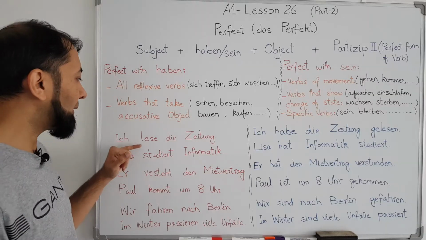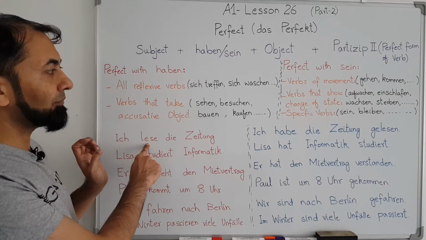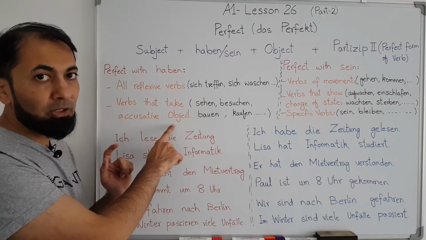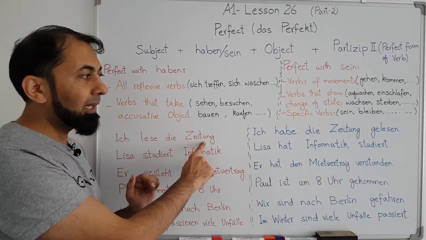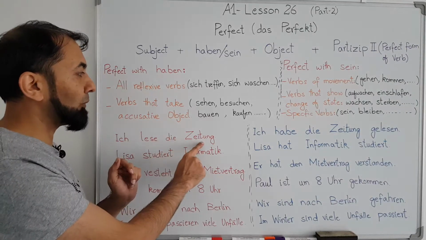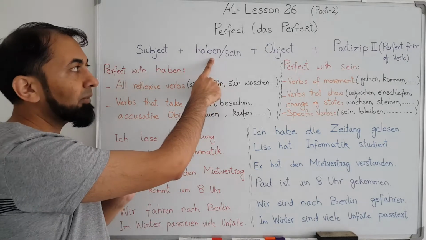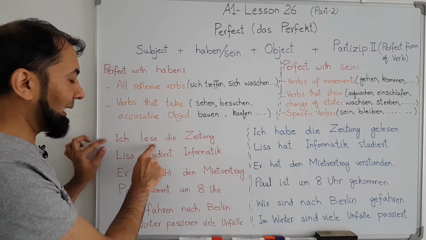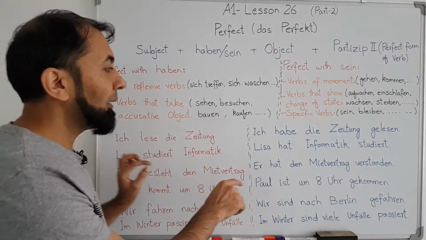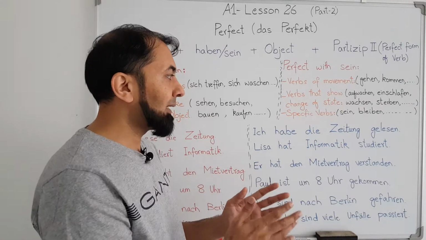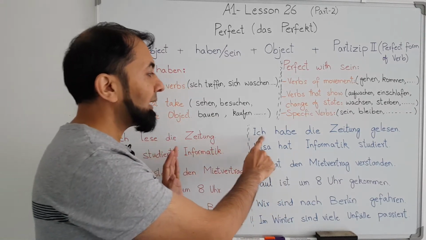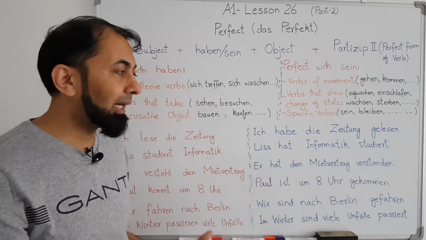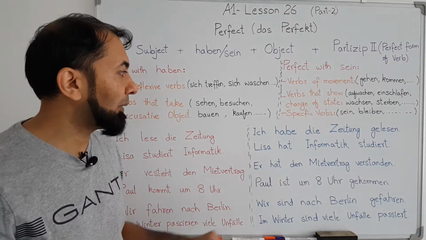So now we have to identify to which category this verb lesen belongs, and we see that this is a verb that comes under this category because it requires a direct object. Whenever we use a verb that requires a direct object, we will have to use the haben verb in the perfect tense. So the present tense is ich lese die Zeitung, I read the newspaper. But when I want to make a perfect tense out of this present tense: ich habe die Zeitung gelesen, I have read the newspaper, or I read the newspaper.